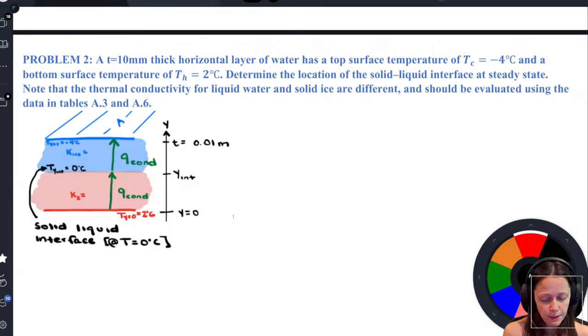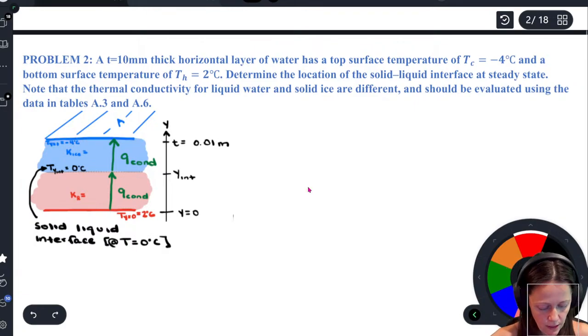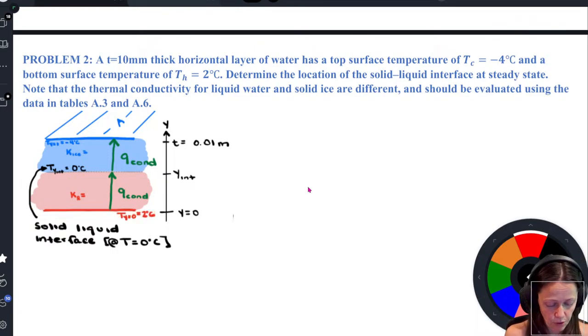On the top, 4 degrees. On the bottom, 2 degrees. And I'm sorry, it was negative 4 degrees, not 4 degrees, but negative 4 degrees on the top. Since it's negative 4 degrees, it's frozen, right? As long as it's below 0 degrees, it's going to be a solid. It's going to be ice. And if it's above 0 degrees, it's going to be a liquid.